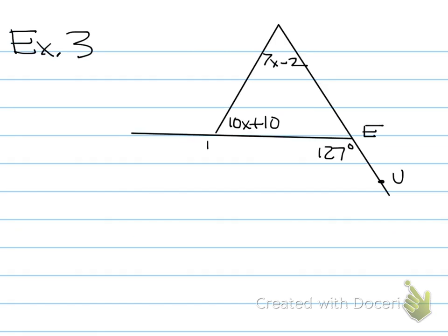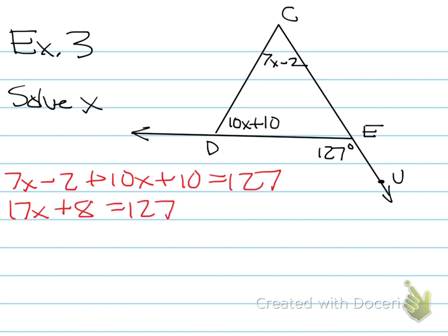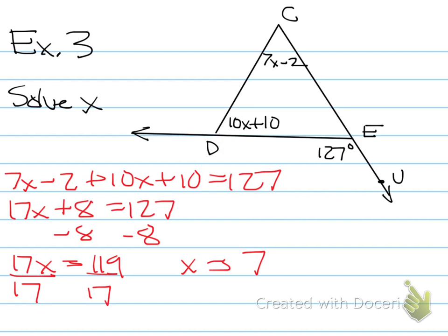In this example, again, we want to add the two remote interior angles and set that sum equal to the exterior angle. Combine the like terms, and then subtract 8 from both sides. Lastly, divide both sides by 17, and we get x equals 7.